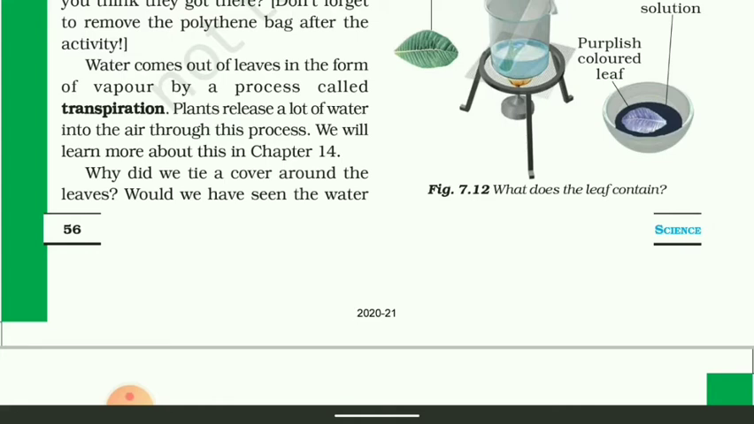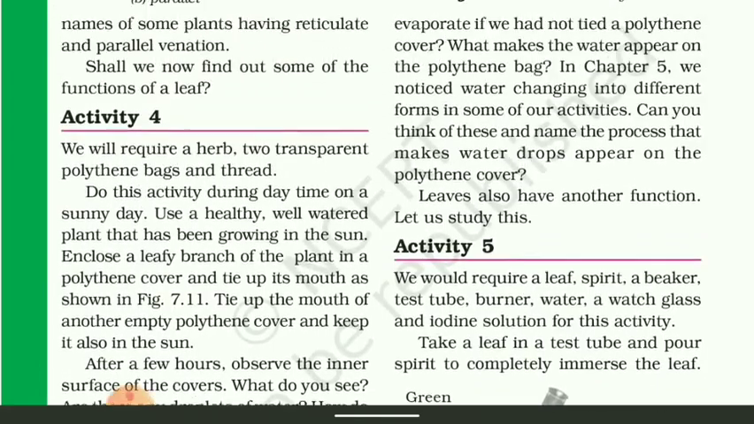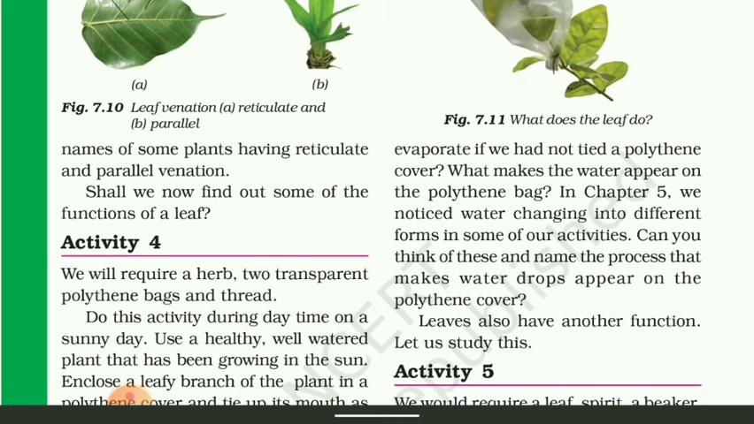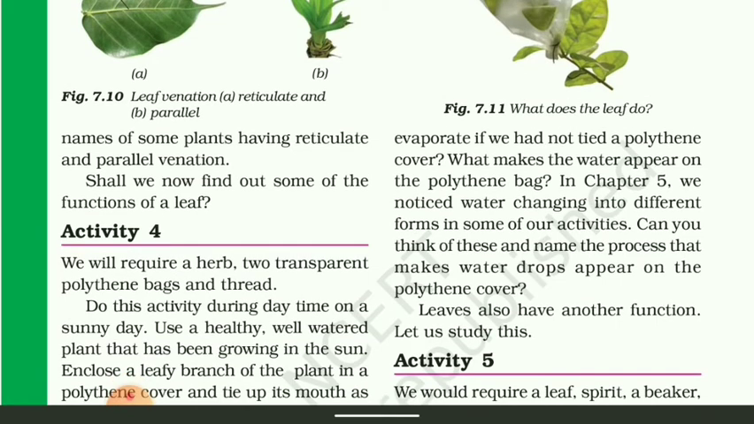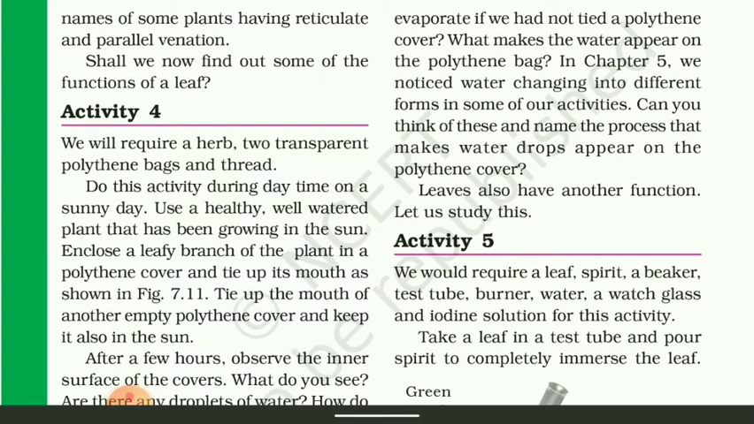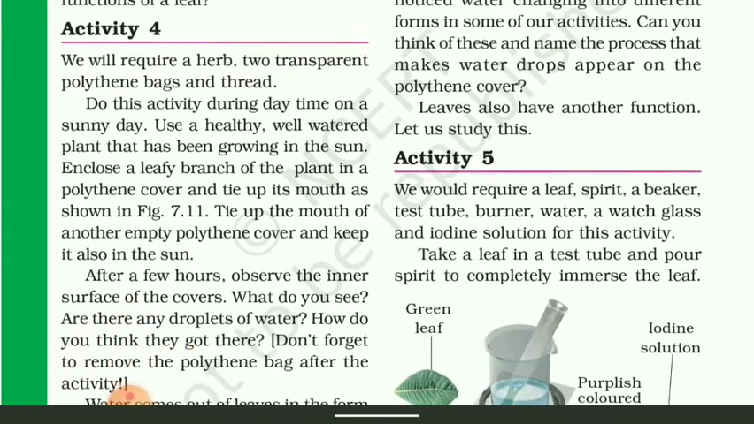Why did we tie a cover around the leaves? Would we have seen the water evaporate if you had not tied a polythene cover? What makes the water appear on the polythene bag? In chapter 5, we noticed water changing into different forms in some of our activities. Can you think of these and name the process that makes water drops appear on the polythene cover?